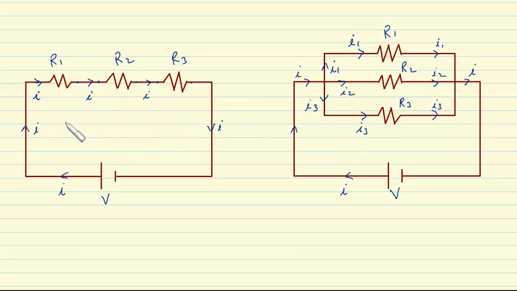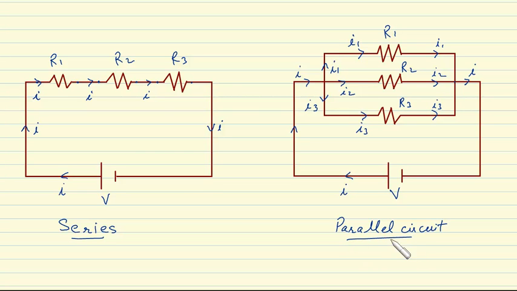In some circuits resistors are connected in series. Here we can see that it is a series of resistors, one after one after one. So this is called a series connection. And here we can see that all the resistors are connected to each other in parallel. So it is called a parallel circuit.